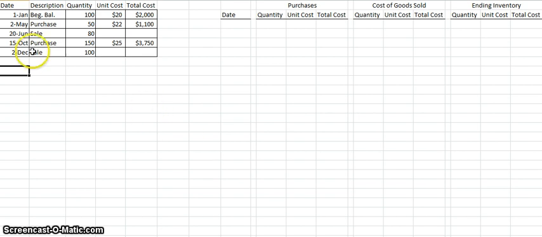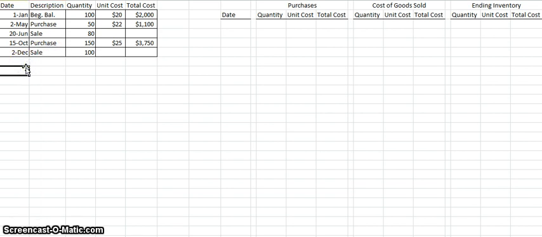So I've added in some sales data. Before, we knew that we had 120 items left in inventory and we had sold 180. But now I'm telling you specifically when these were sold. So we've got your beginning balance here. We've got your purchase on the 2nd of May. Then we had a sale on June the 20th. Then we purchased some additional items on October the 15th. And then we sold some on December the 2nd.